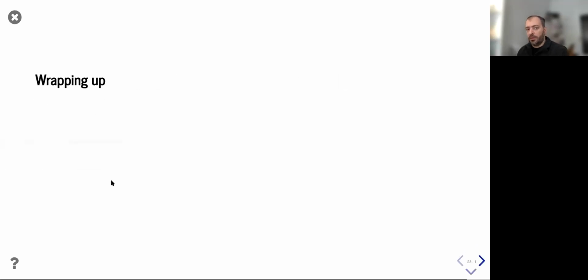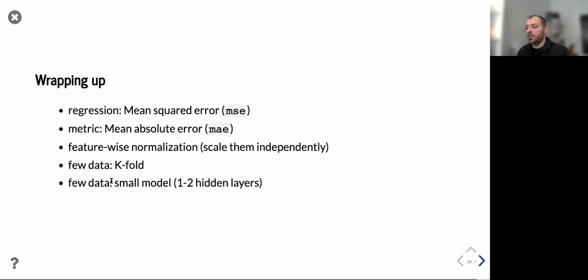Now let's wrap up this last task and how we approached it. First of all, it was a regression problem. So we use mean squared error for the loss function and mean absolute error for the metric. We have feature-wise normalization. So for each feature, we subtract the mean and divide by the standard deviation. And we calculate the mean and the standard deviation on the training data, okay?